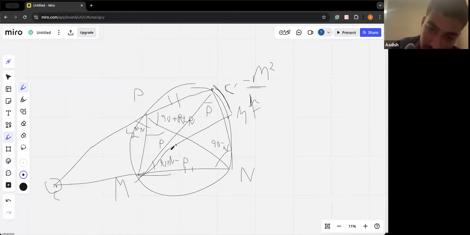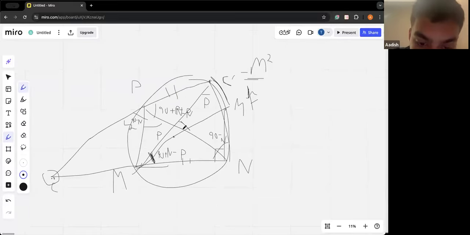Okay, so what we did was, this was 90 plus N minus P, and since these are antipodes, this is 90. Wait, how do you... Why can't I angle chase? Why is this minus M by P again?